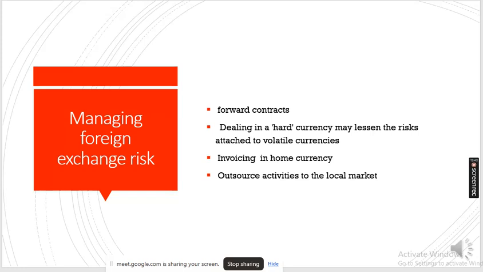Now, how do we manage exchange rate risk? We have 4 methods. We will look at forward contracts, dealing in hard currency, invoicing in home currency, as well as outsourcing to a local market. Those are some of the methods.